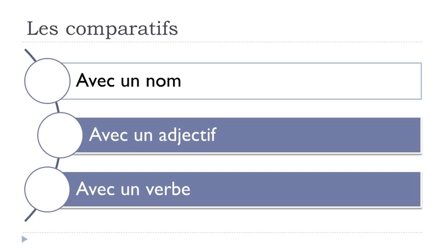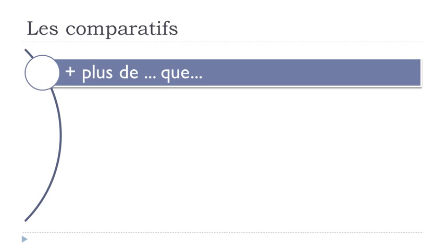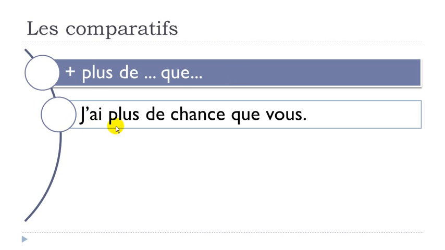Okay, so if you want to compare with a noun, then remember that if you want to say more, you will have to use plus, de, and then here you will put your noun. After that, followed by que, than, and the rest of the structure. Okay, let's see one example. J'ai plus de chance que vous. Chance is luck. Vous is you.